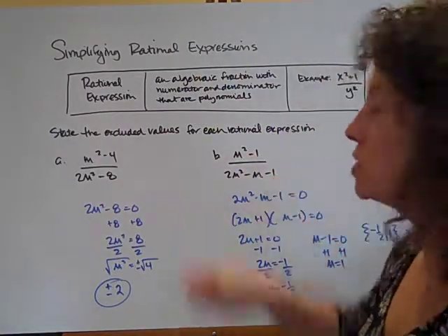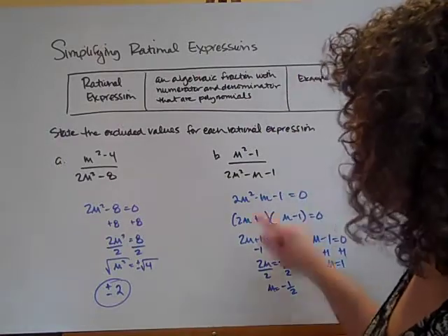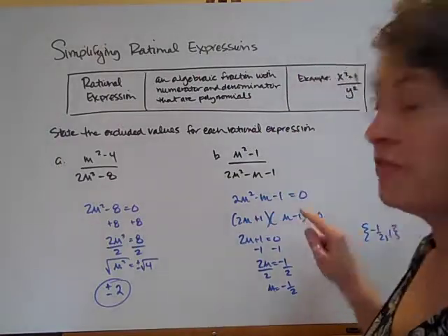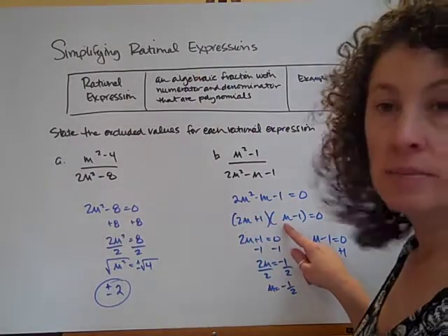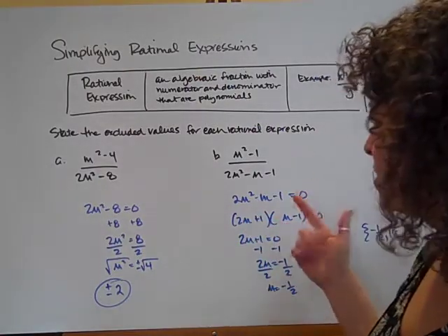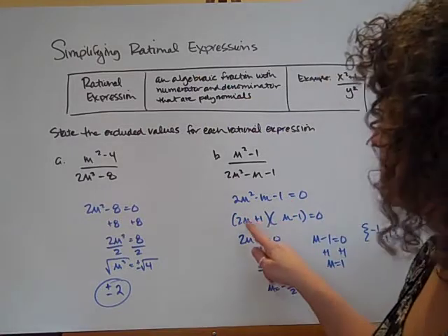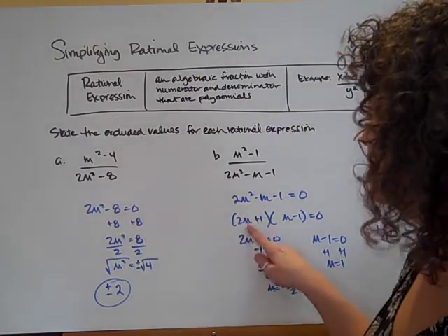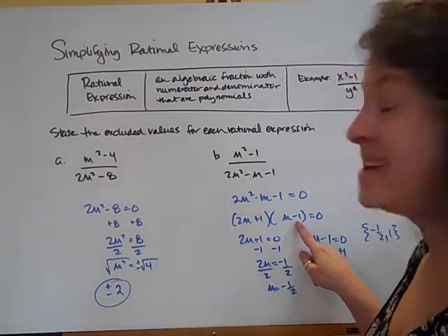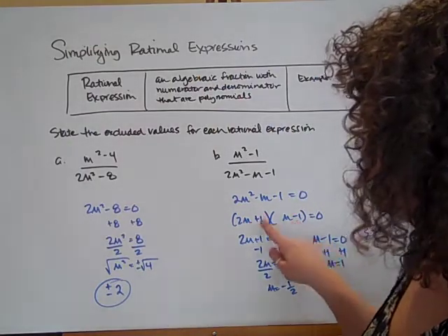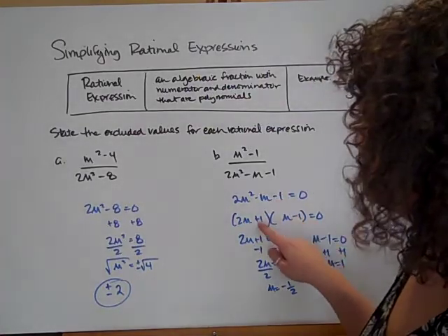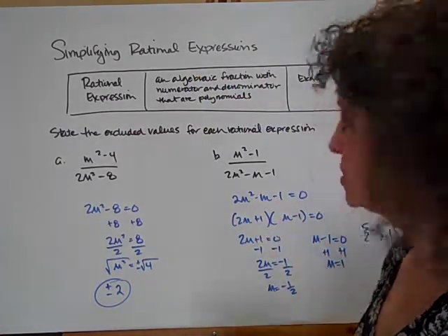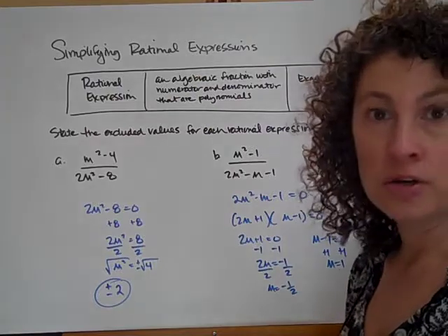I want to set this 2m squared minus m minus 1 equal to 0, which I did. And then I factored that using a product sum here. So I ended up with 2m plus 1 times m minus 1. So again, if I just run that through and make sure that works, 2m times m is 2m squared. 2m times negative 1 is negative 2m, and then positive 1m gives me that negative 1m in the middle there. And negative 1 is positive 1 times negative 1. So yes, those are the factors.